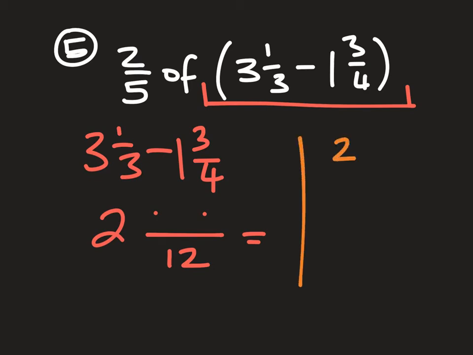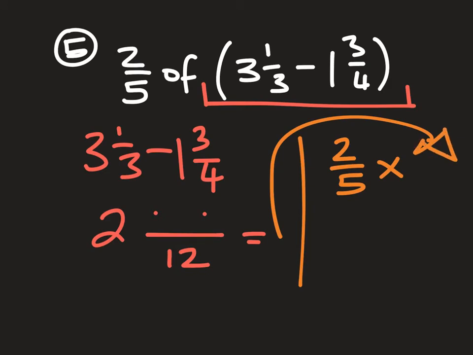and then once you've done all that, then you're going to do 2/5 times, because that's what off means in mathematics, whatever this answer is. Turn it top heavy, couple of numbers cancel, and you'll have your final answer.